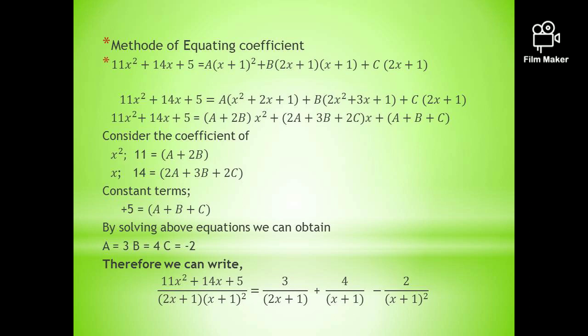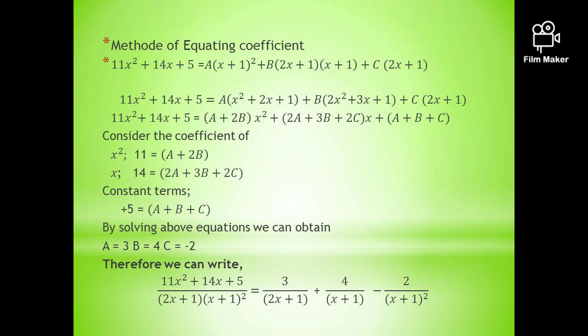Here we are going to apply the method of equating coefficients for the same question. If you start from the expression 11x squared plus 14x plus 5 equals A times (x plus 1) squared plus B times (2x plus 1)(x plus 1) plus C times (2x plus 1).